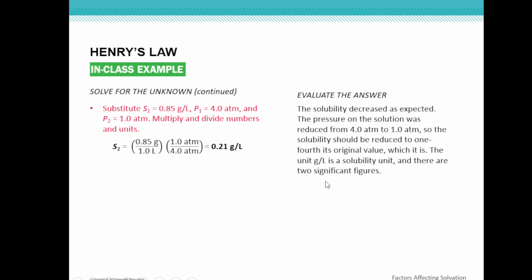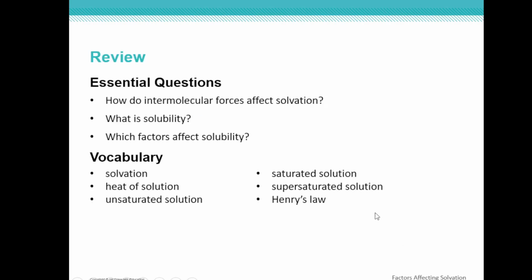And we end up finding that the solubility of this gas is now going to be 0.21 grams per liter. So as expected, as we decrease the pressure from 4 to 1, going from a pressurized system to a system that's more like atmospheric pressure, the amount of the gas is going to decrease. We previously had 0.85 grams for every 1 liter. Now we can only have 0.21 grams for every 1 liter. That's it.